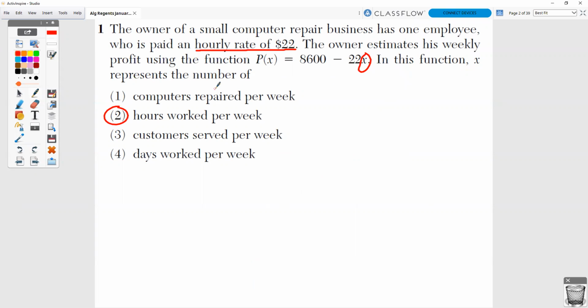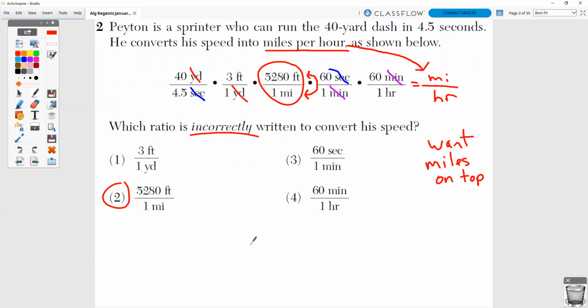In this function, what does X represent? Well, the amount of money that he takes in is the 8,600, and then he subtracts 22 times an X. That's times an X, because it says that the person is making $22 an hour. This is the amount of money, and this is the number of hours that he works, because you'd have to multiply $22 an hour times the number of hours that he works. So choice 2.